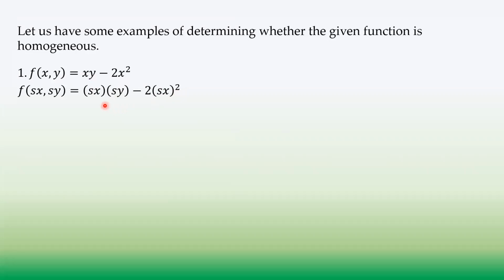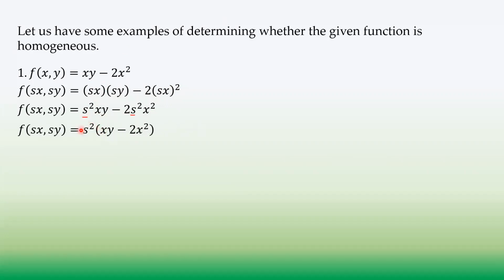Now simplifying, s times s squared, then x times y, we have xy, minus, so we're going to apply laws of exponents, s squared, x squared. That's why we have 2s squared x squared. So ngayon, meron silang common na s squared. So ito ang common, s squared and s squared. So pwede siyang i-factor out. So labas yung s squared na yan, we will have s squared times xy minus 2x squared.